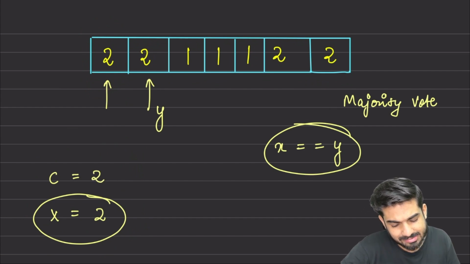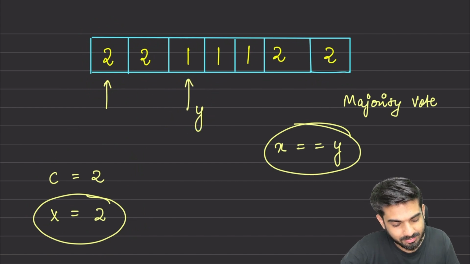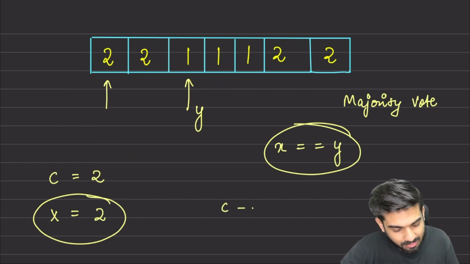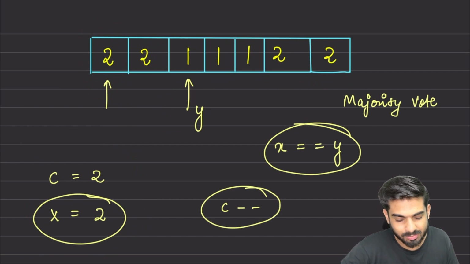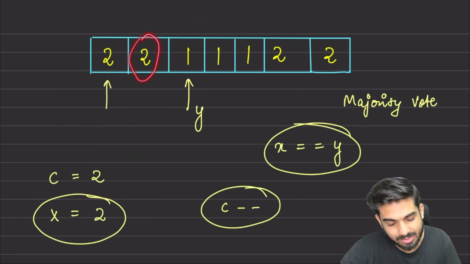Once we have seen this, we go to the next element. Now you can clearly see that y and x are different. Since they are different, what I can do is decrease the value of count. Are you able to understand what I'm trying to do? Basically, as soon as a different element comes, the vote of this particular element decreases.